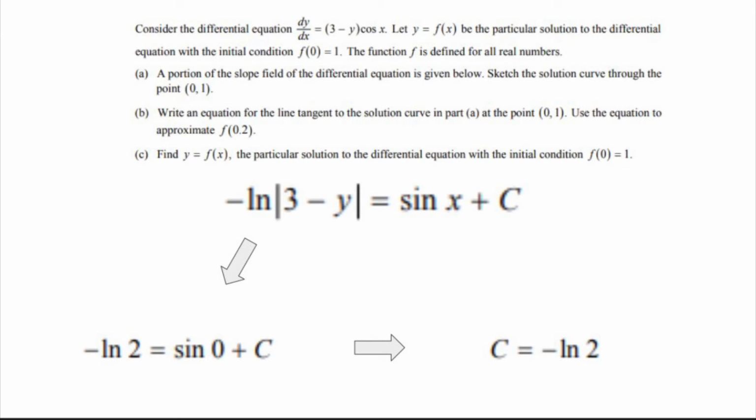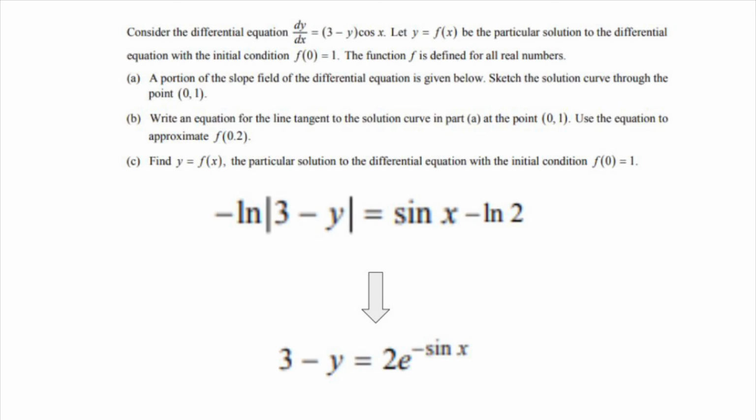Now, we have to find what c is after we integrate, and we do that by plugging in the numbers that we are given in the initial question. So we were told that f(0) equals 1, so we plug in 0 for x and 1 for y. And once we do that, we can solve for what c is, which will help us later. So when we plug those two numbers in and you simplify, it comes out to be that c equals negative ln 2. So what do we do with that?